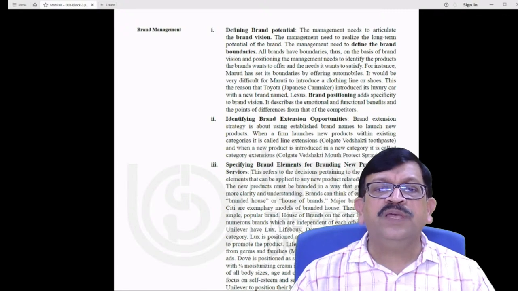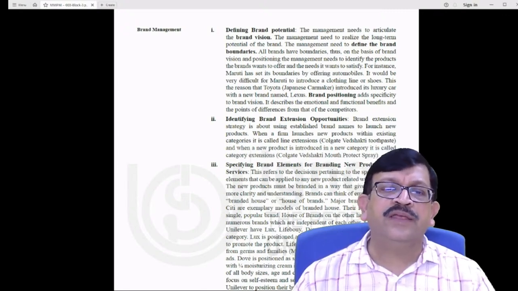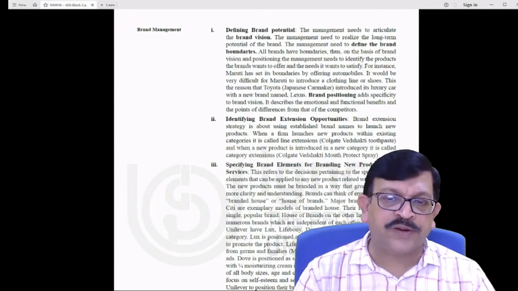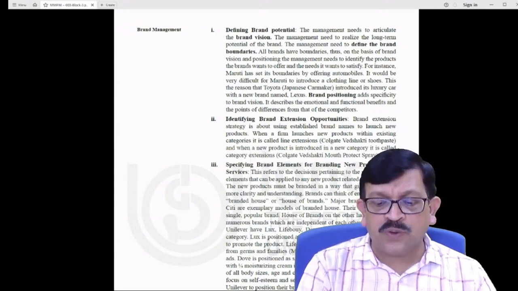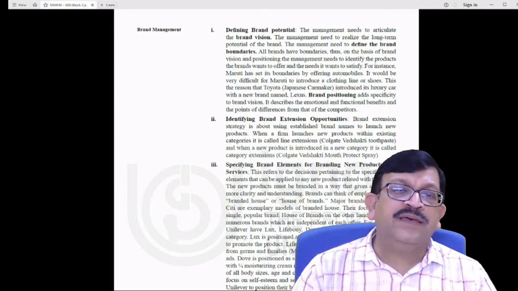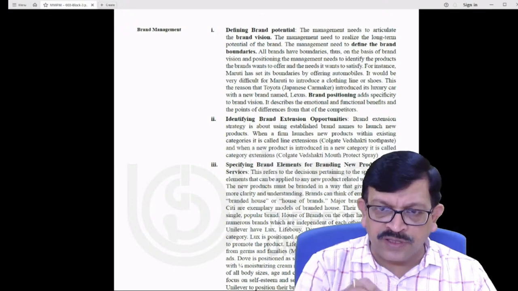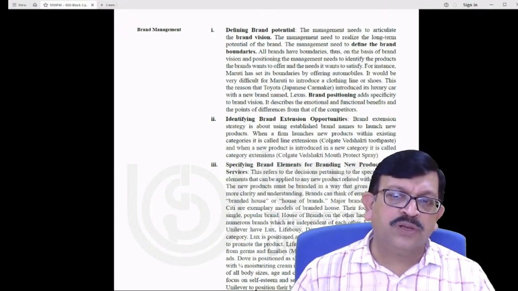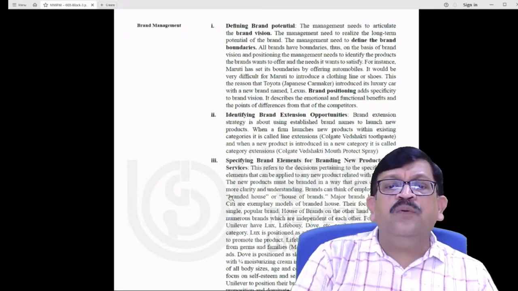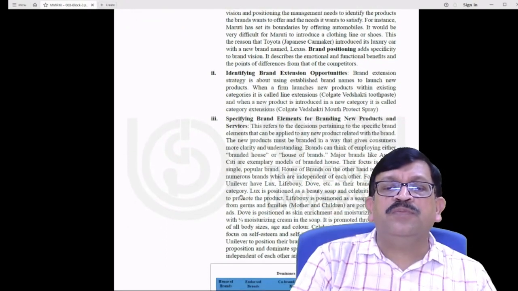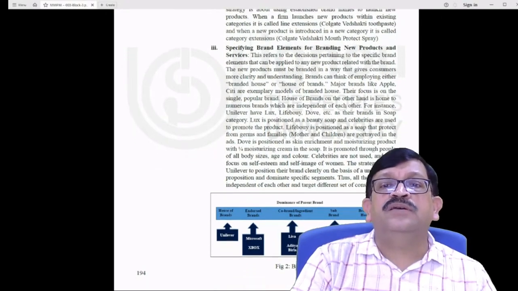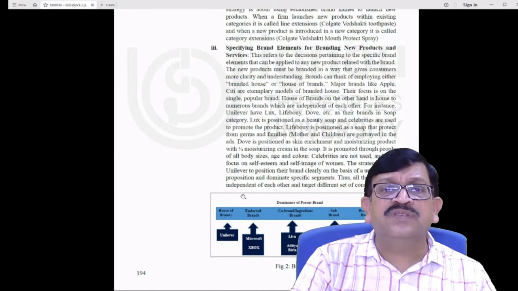But if new product categories are added on, say Colgate mouth spray or mouth protect spray, that is a category extension. That means you are extending the same name to a new product in the marketplace. Now let us get on to how you would use the relationship matrix in creating your brand elements for new products and services.